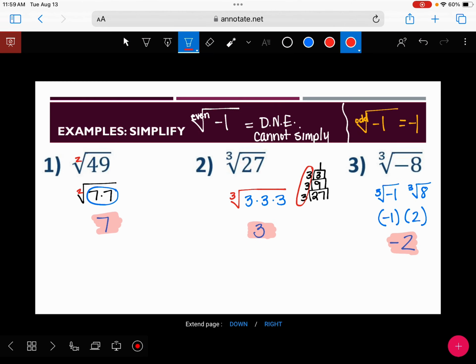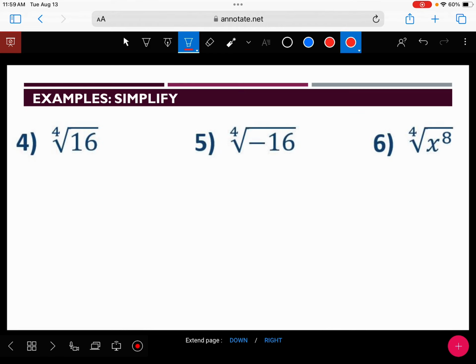All right, any questions about 1, 2, or 3? All right, let's keep moving then. Let's look at 4, 5, and 6. Go ahead and copy that down.